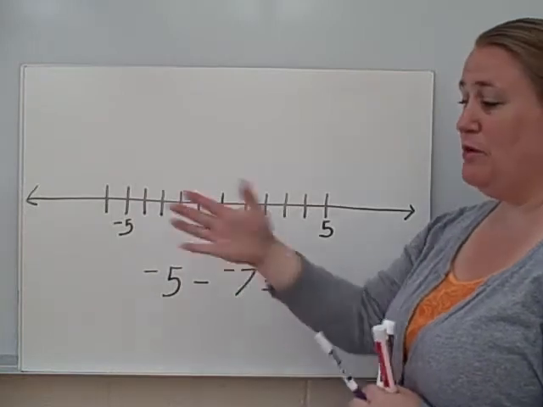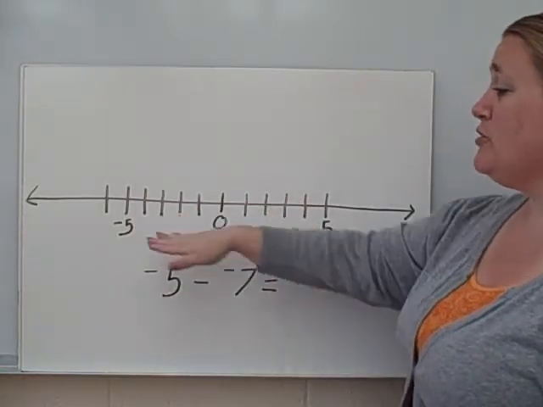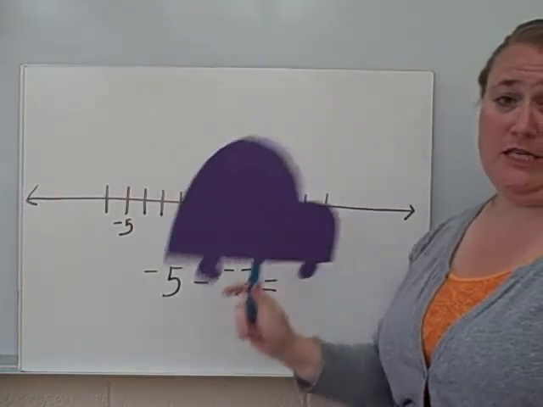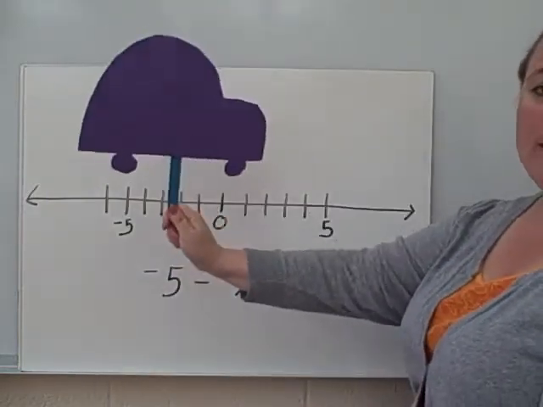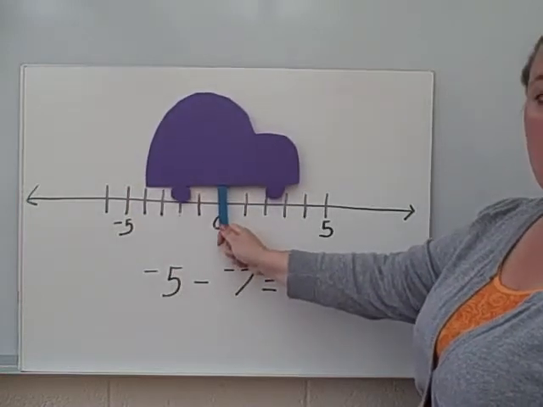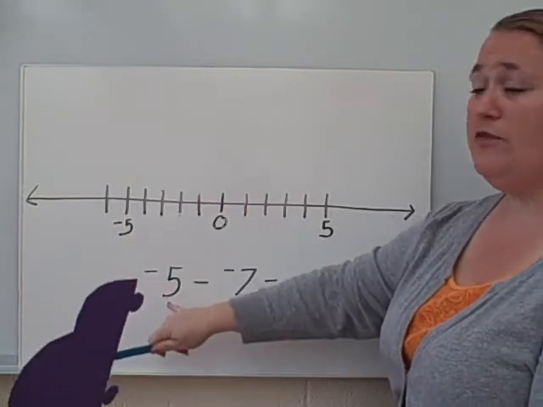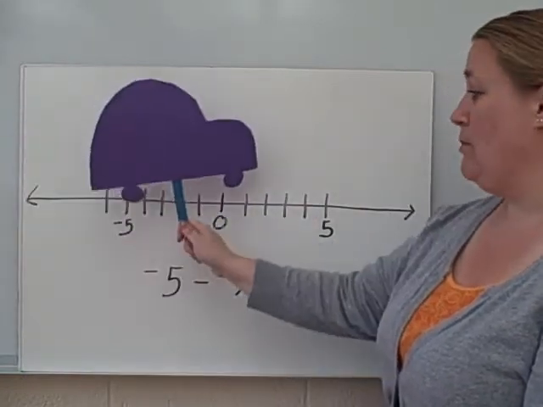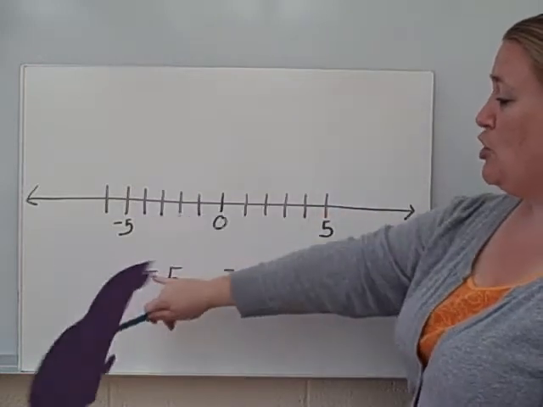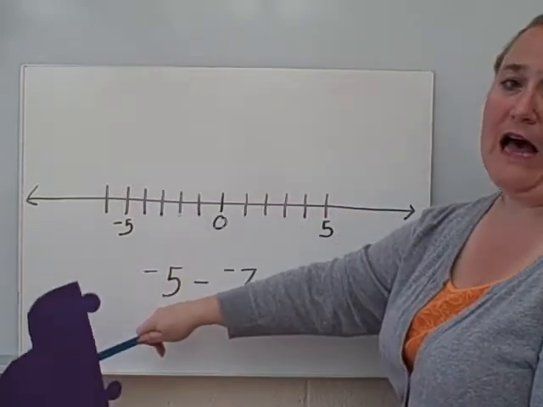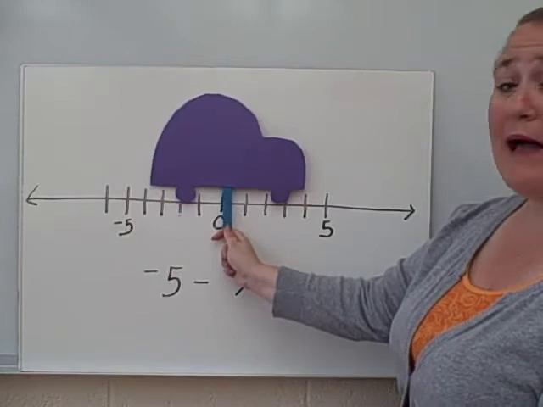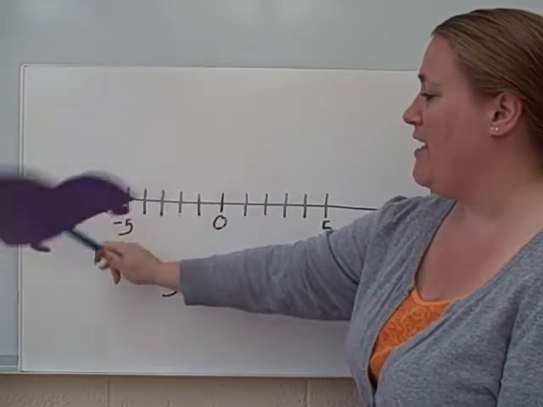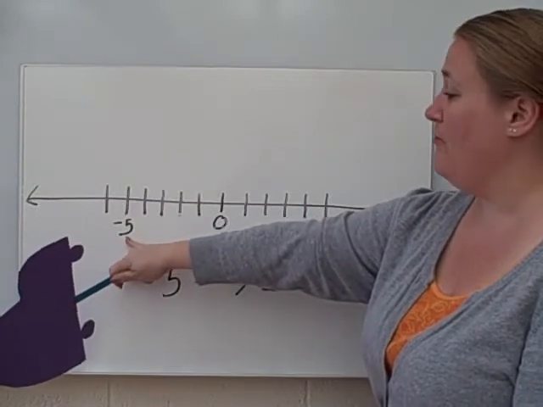In addition to being able to use the chips, we can also use a number line. And I like using my trusty car. So my car always starts at 0, all right? And if I have a negative number, my car drives backwards. If I have a positive number, my car drives forward. So minus 5 or negative 5, I go backwards 5. 1, 2, 3, 4, 5. That takes me to negative 5.